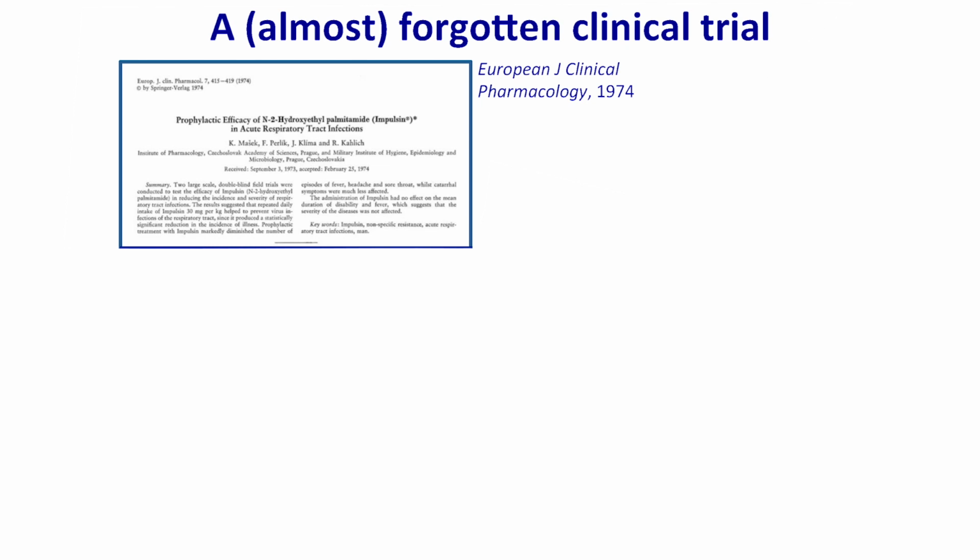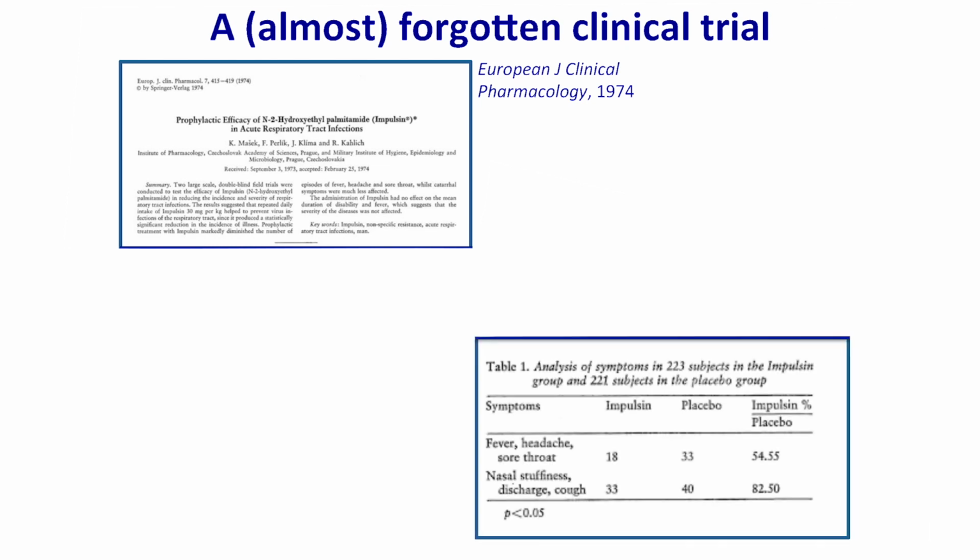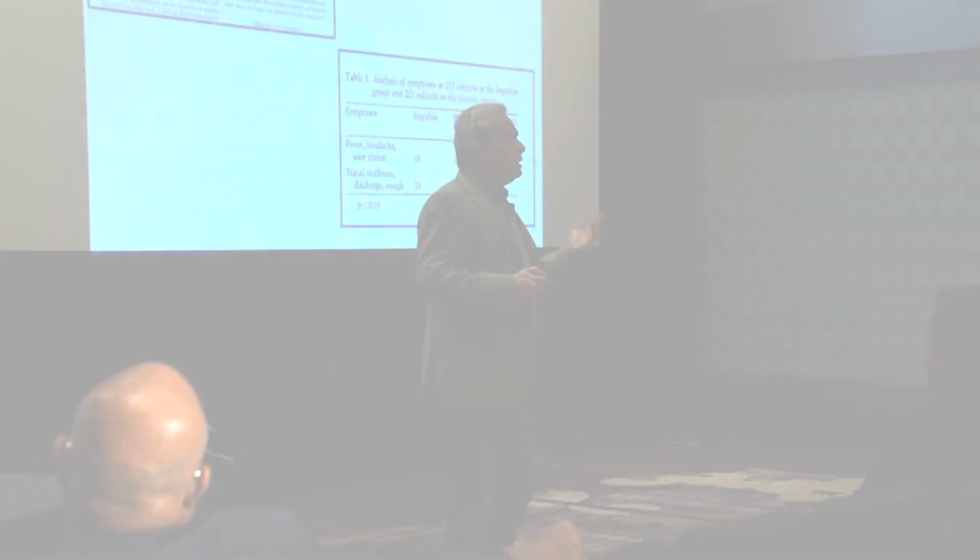And what they discovered, I think, was really interesting. In fact, Impulsin was, as a result of these studies, put on the market as an anti-influenza drug. But what they discovered is that it was really effective, as you can see here, maybe those of you in the back won't be able to see it, in reducing some of the symptoms like fever, headache, and sore throat, a lot more than others, which are more allergic symptoms like nasal stuffiness, discharge, and cough. But fever, headache, and sore throat were significantly reduced by Impulsin.